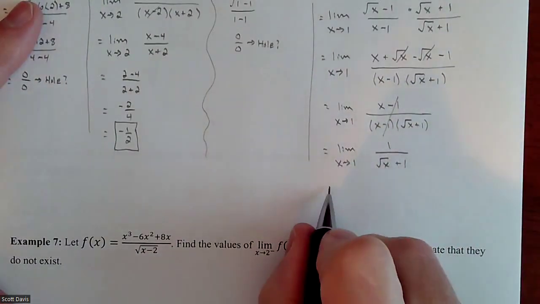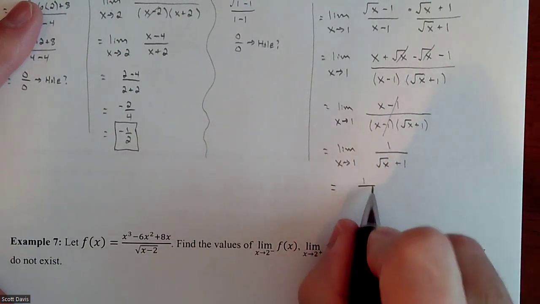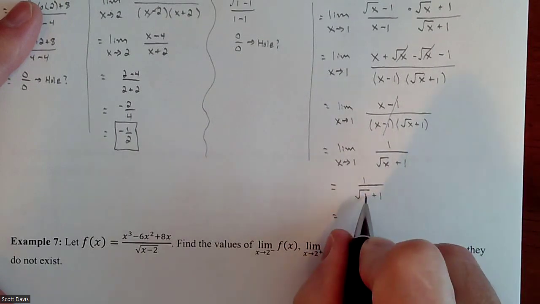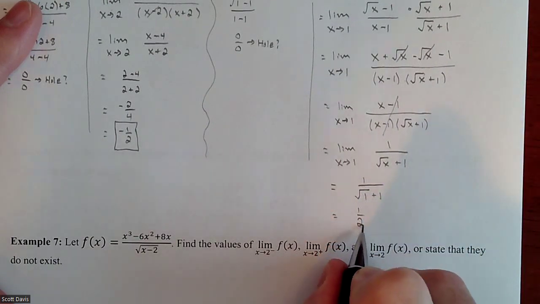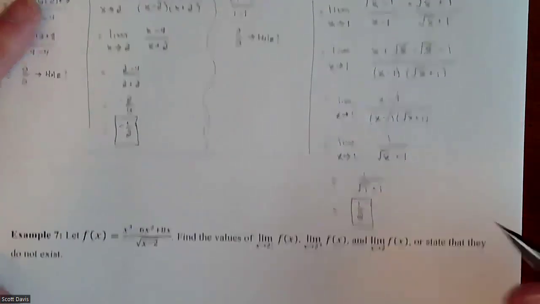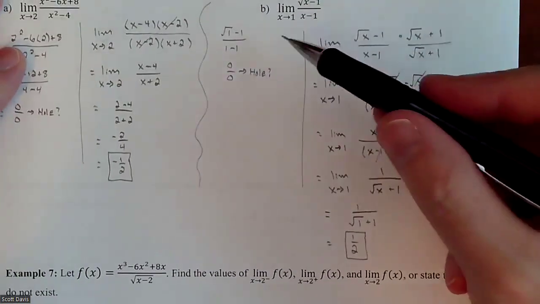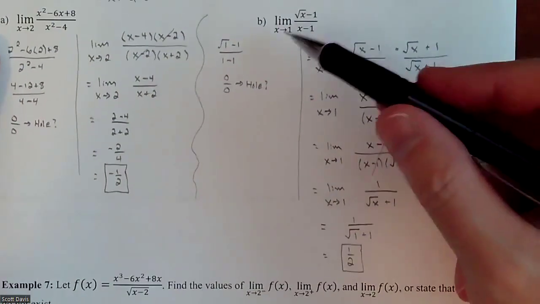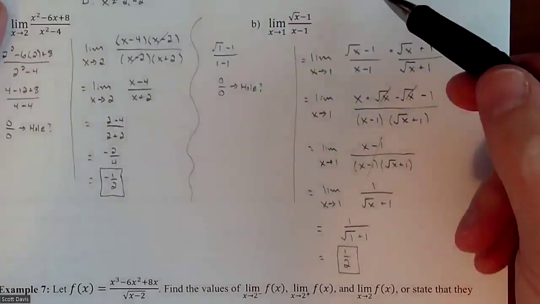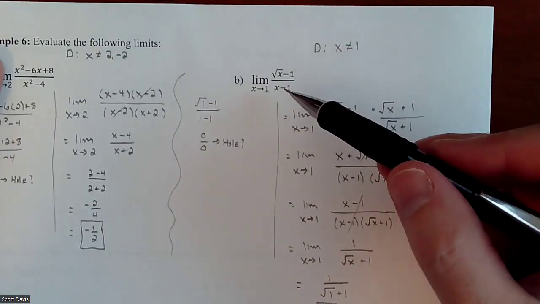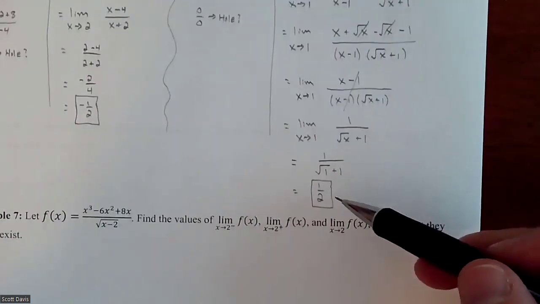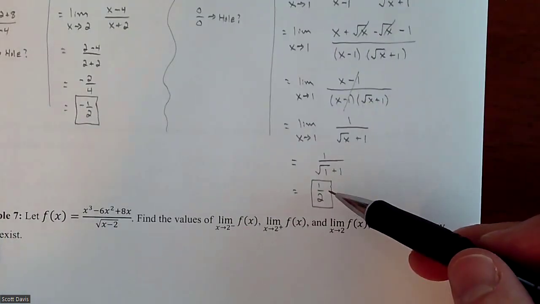Now it's okay, so now we can go ahead and plug in. We have 1 over the square root of 1 plus 1, and that gives us 1 over 2, which is 1/2. So if we were to graph this and look at the values from either side approaching 1, we would be approaching a y value of 1/2. It would never get there, because 1 is the problem, a domain issue. We really couldn't plug in 1 to ever get the 1/2, but we would be approaching it.